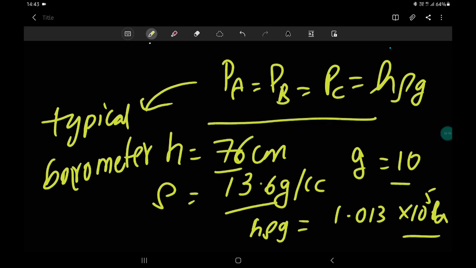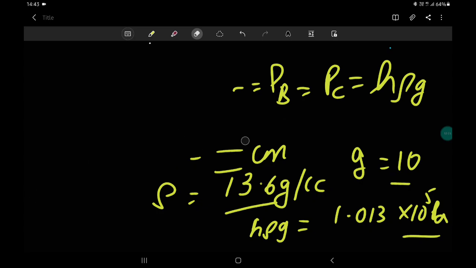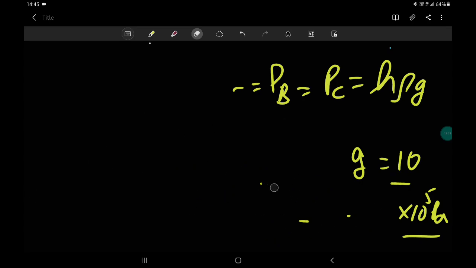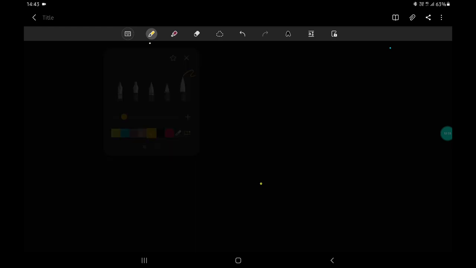So this is how you find the values of pressures in a barometer. Nothing, a simple concept you need to apply. Two important points you need to note down and remember from now. What were those two important points?